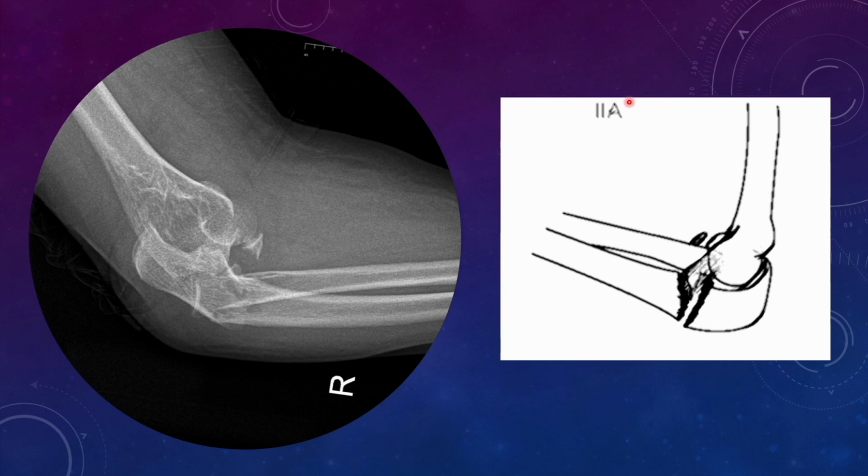So this is an example of Jupiter type 2A group, in which there is a coronoid fragment, there is an olecranon fragment. You see there is a coronoid fragment and there is a fragment of the olecranon also, and you see there is instability at the elbow joint. The radial head has subluxated or dislocated posteriorly.